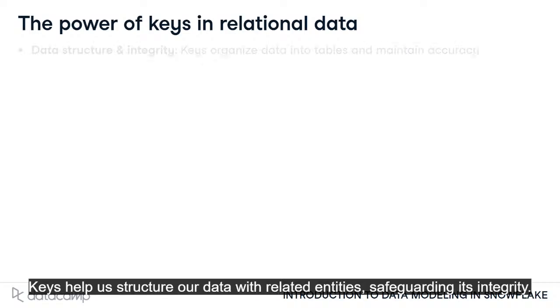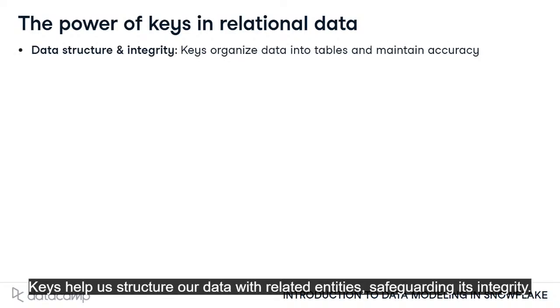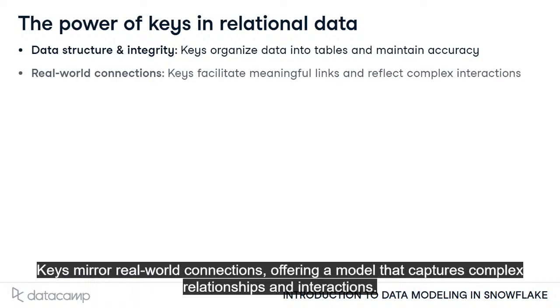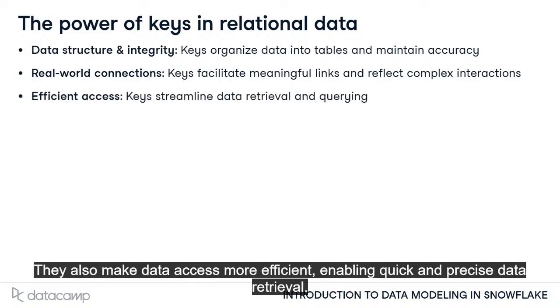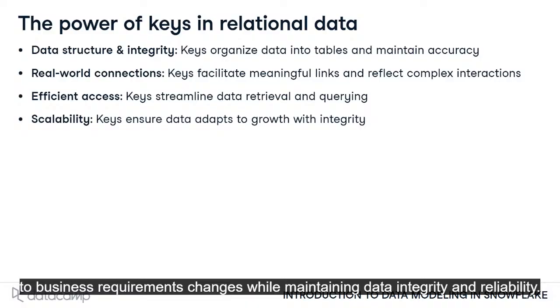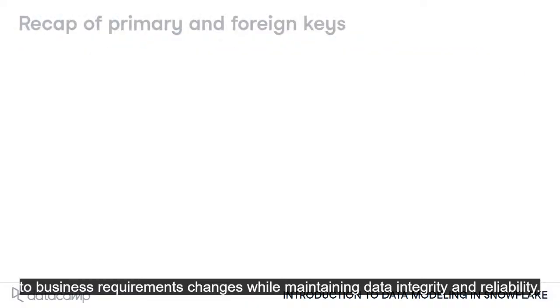Let's review them. Keys help us structure our data with related entities, safeguarding its integrity, meaning our data is both well-organized and trustworthy. Keys mirror real-world connections, offering a model that captures complex relationships and interactions. They also make data access more efficient, enabling quick and precise data retrieval. Finally, keys are critical for scalability, allowing our model to grow and adapt to business requirement changes while maintaining data integrity and reliability. Let's take a moment to recap.